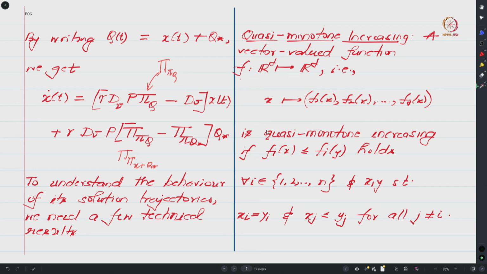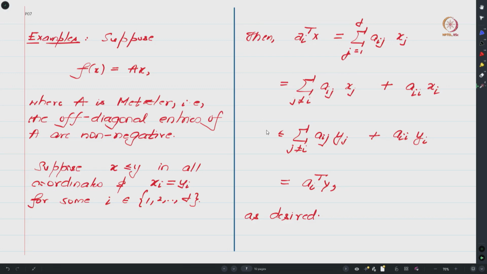Is this okay? So let us look at an example where this quasi monotonicity condition holds. Suppose f of x equals A times x, where A is Metzler. That means the off diagonal entries of A are all non-negative. The diagonal entries can be negative or 0 or positive, but we require that all the off diagonal entries should be either 0 or positive.